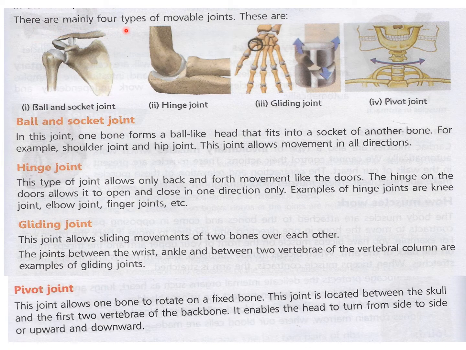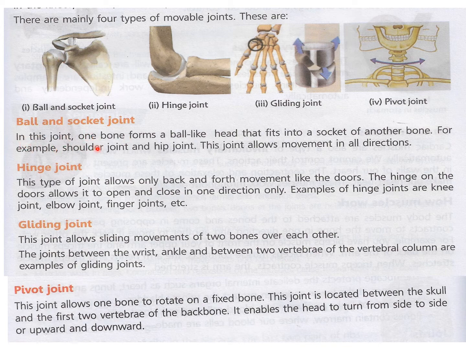There are mainly four types of movable joints. These are ball and socket joint, hinge joint, gliding joint, and pivot joint. Now first is ball and socket joint. You can see here, this is your shoulder girdle and this is your humerus bone which is in your upper arm, which is joined at the shoulder with the shoulder girdle. Now it has a ball-like structure and there is a socket. So this ball moves in this socket. That is why it is called ball and socket joint.